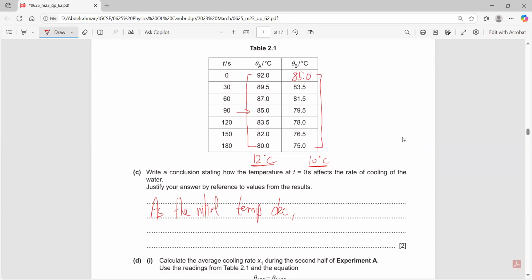If the difference was, for example, instead of starting with 92, it started with 70 or 60 something, yes, you would have found a huge difference in the rate of cooling. So as the initial temperature decreases, the rate of cooling also decreases.